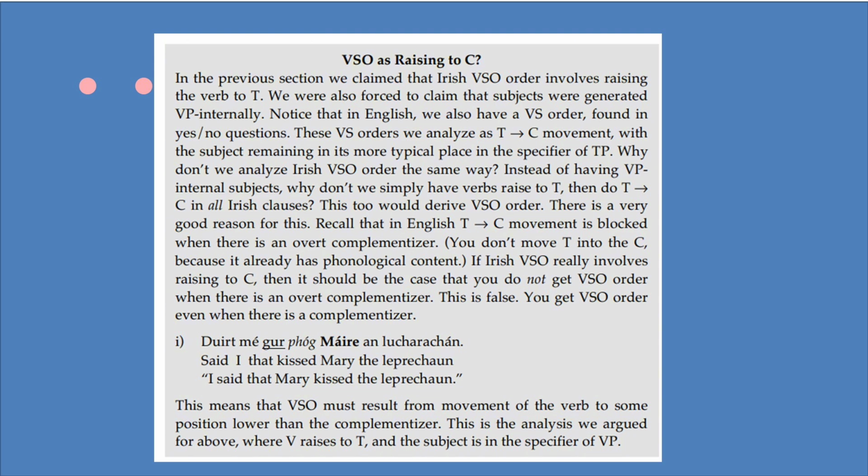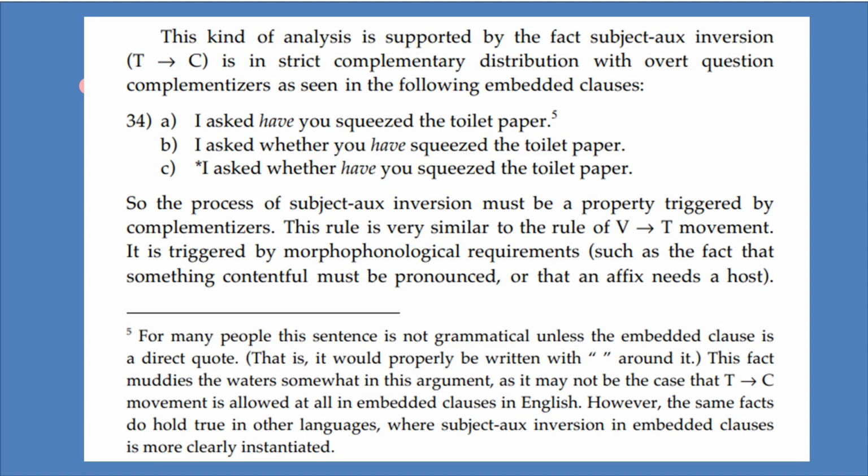This is the analysis we argued for above, where V raises to T and the subject is in the specifier of VP. This kind of analysis is supported by the fact that subject aux inversion, T to C, is in strict complementary distribution with overt question complementizers, as seen in the following embedded clauses. I ask have you squeezed the toilet paper. I ask whether you have squeezed the toilet paper. I ask whether have you squeezed the toilet paper. So the process of subject aux inversion must be properly triggered by complementizers.